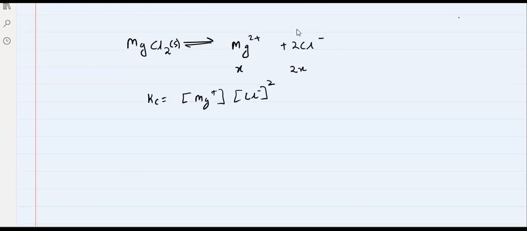Now just think about this. If you put in the values, we will get what? The concentration of Mg2+ is x, and the concentration of Cl- is 2x. So it is 2x whole square. So Kc will be 4x cube. Agree everyone?